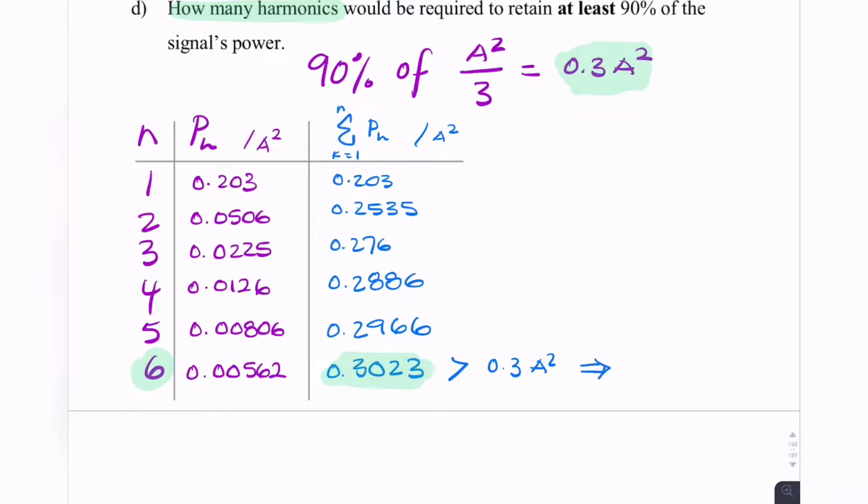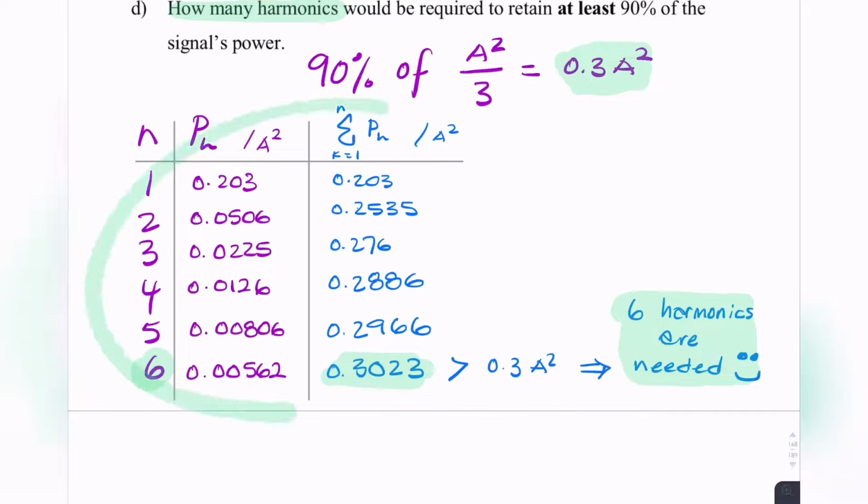Therefore 6 harmonics are needed. And that's your final answer. So the answer is 6 harmonics. Okay? To arrive at that answer, we would need to do all this work. 6 harmonics are needed.